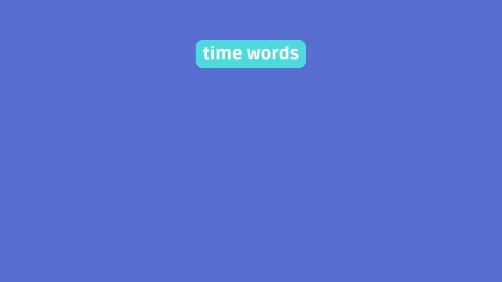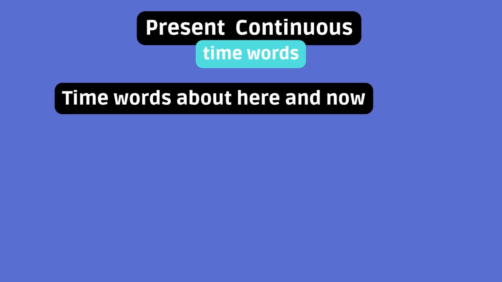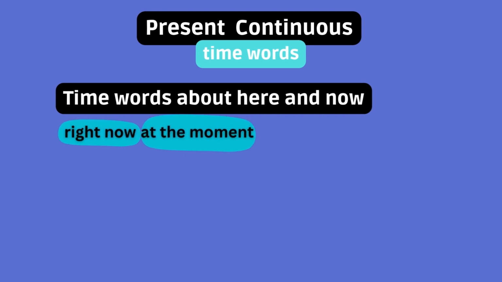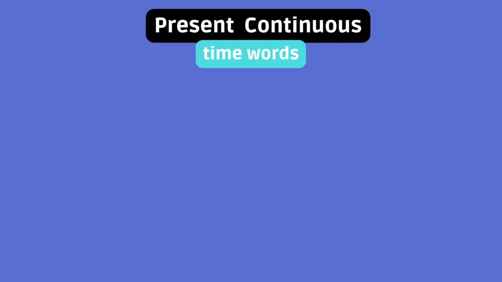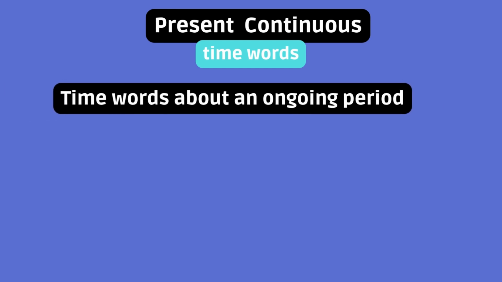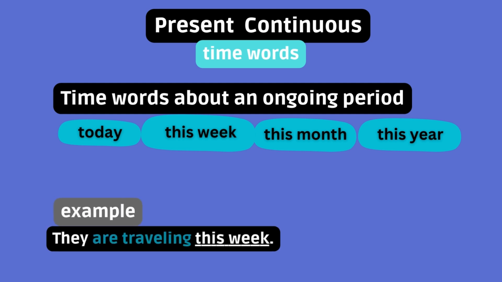The following go along with the present continuous. Time words about here and now. Right now, at the moment, currently. Example, she is studying now. Time words about an ongoing period. Today, this week, this month, this year. Example, they are traveling this week.